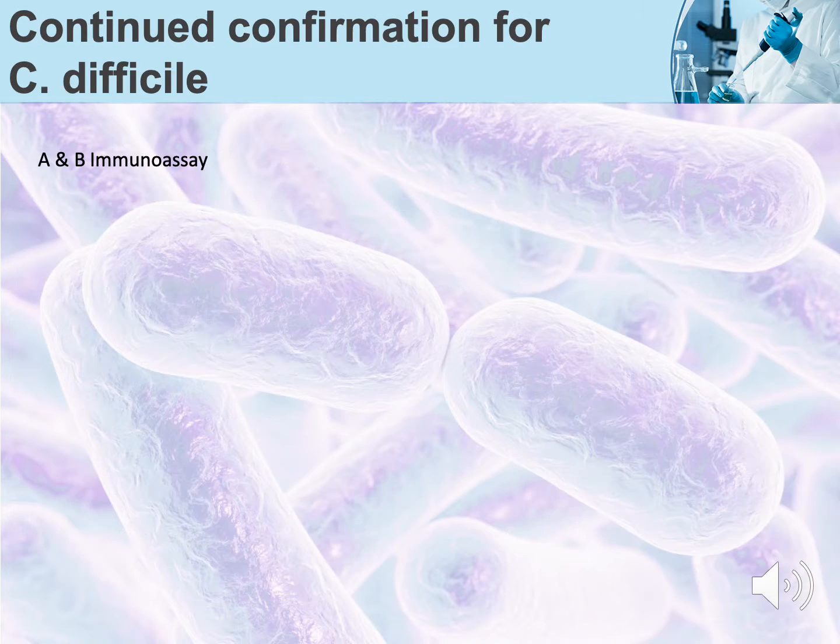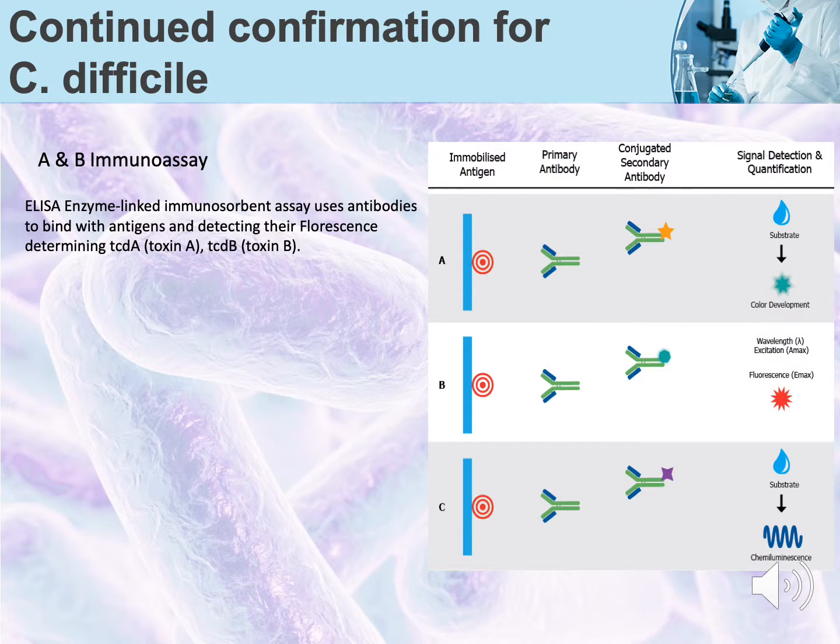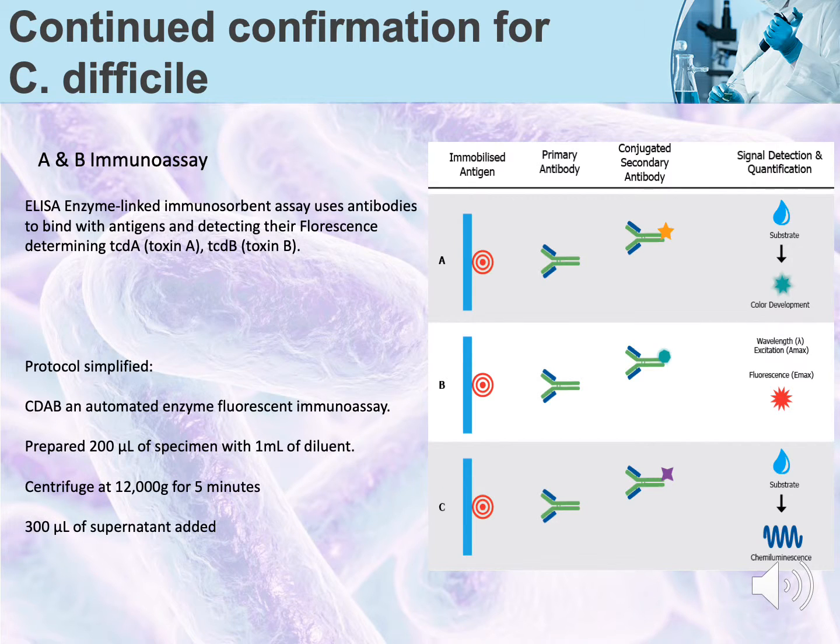Another test for confirmation is the ELISA, an enzyme-linked immunosorbent assay using antibodies to bind with antigens and detecting their fluorescence, determining tcdA (toxin A) and tcdB (toxin B) based on their intensities. The protocol uses the CDAB automated enzyme fluorescent immunoassay. Once 200 microliters of specimen is prepared with diluent and centrifuged, the supernatant is added, and the sample is processed by the CDAB machine. The results will show negative, equivocal, or positive results according to fluorescence intensity.